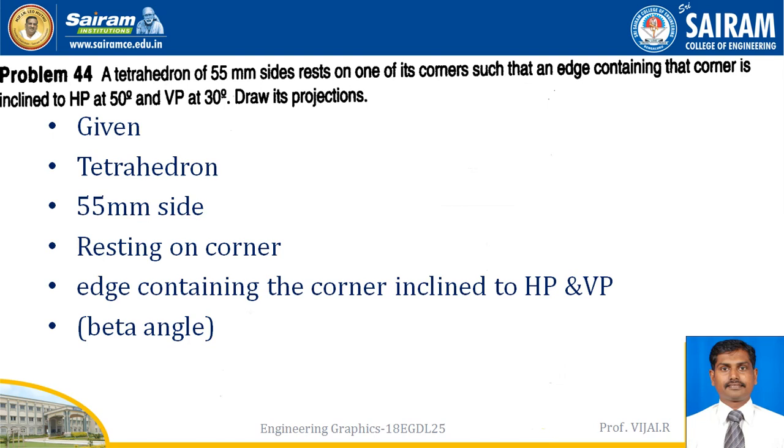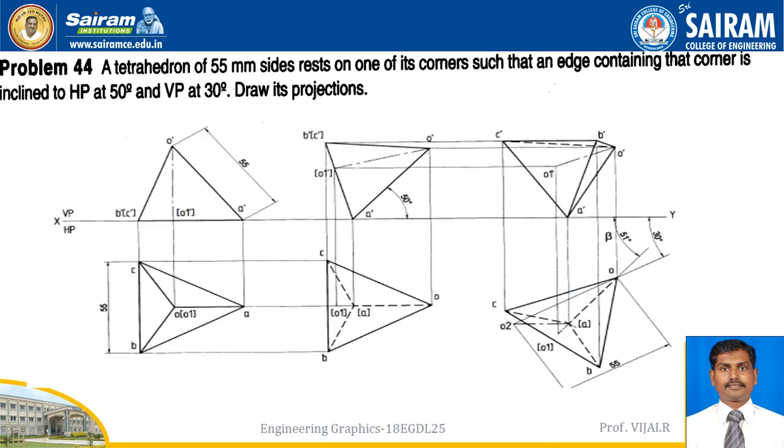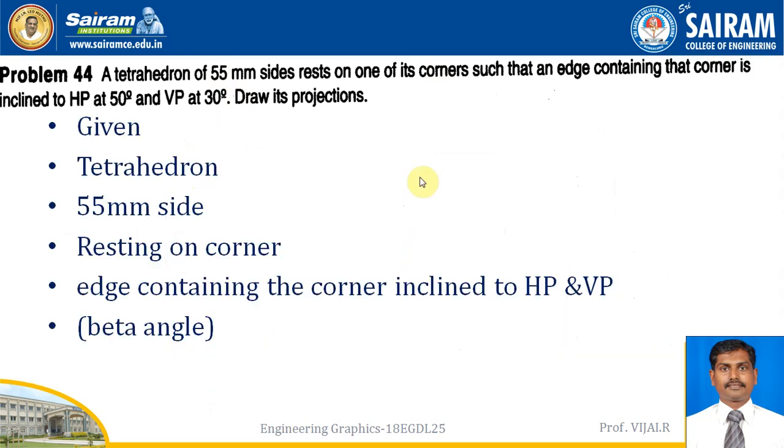Next, a tetrahedron. What do you mean by tetrahedron? Earlier we have seen, it has 4 triangular faces: a bottom triangle and other triangular faces of the same size. Now, the tetrahedron rests on one of its corners such that an edge containing the corner is inclined to HP at 50 degrees and VP at 30 degrees. So here clearly we have to take the given data.